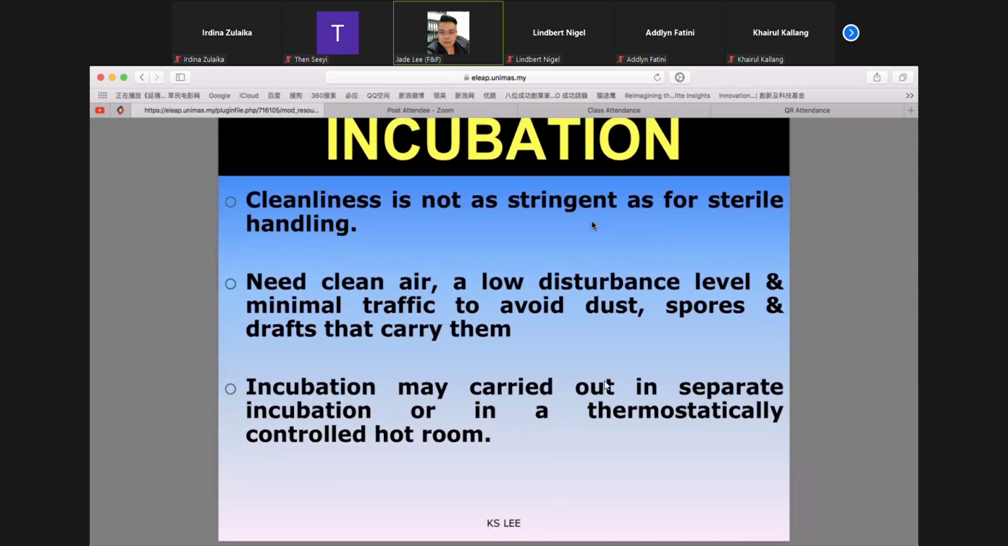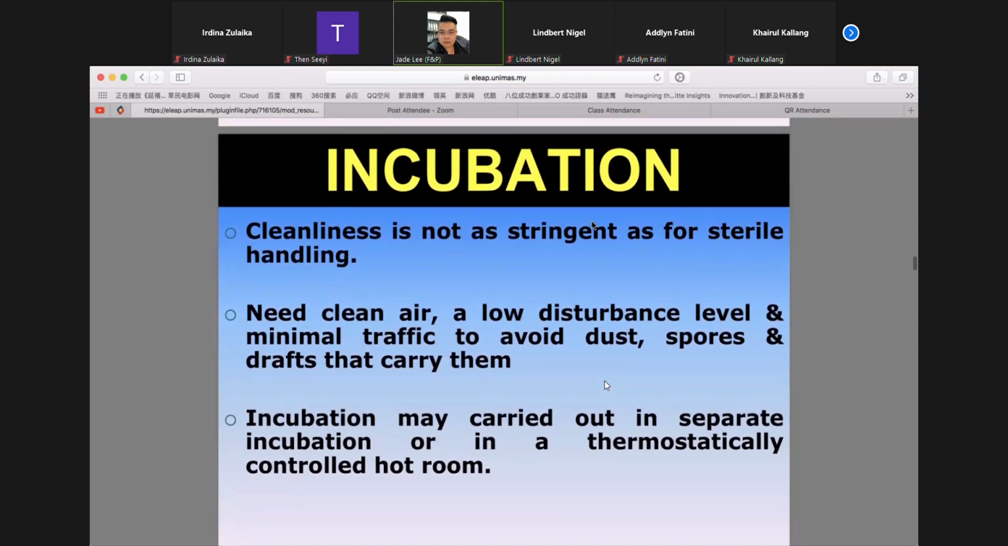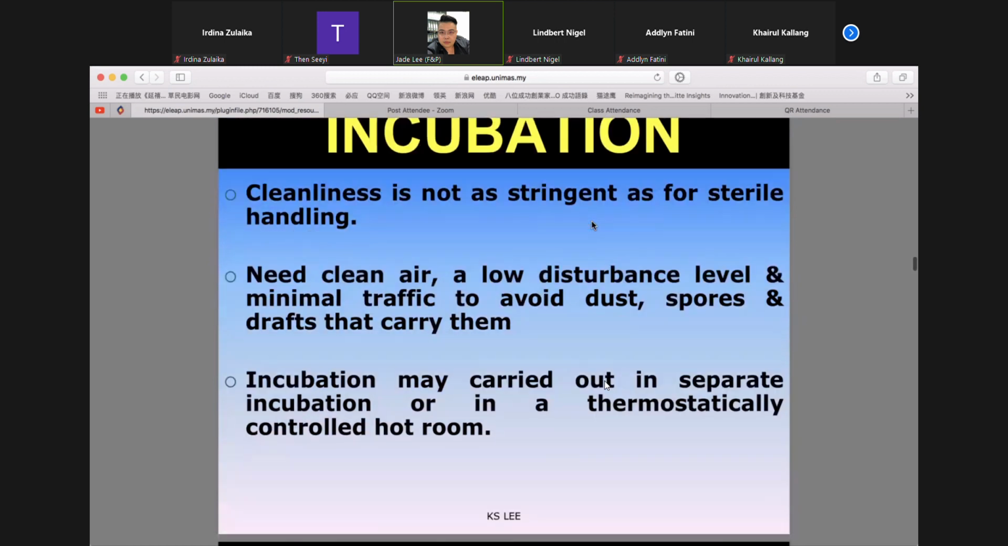The cleanliness is not as stringent as for the sterile handling in the incubation. In the incubator, they need clean air and a low disturbance level, with minimal traffic to avoid dust, spores, and also the drafts that carry them. And also the incubation may be carried out in separate incubators or in a thermostatically controlled hot room.